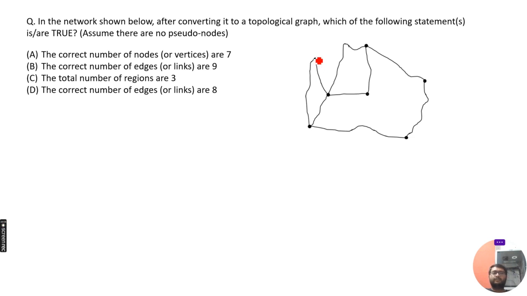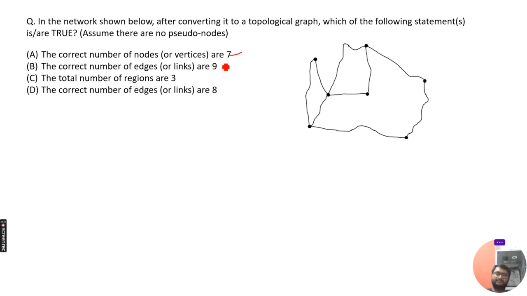So first of all, we can count the nodes or vertices. So is the first one correct or not? Yes, it is correct. First one is correct. Now let's go to the second one.